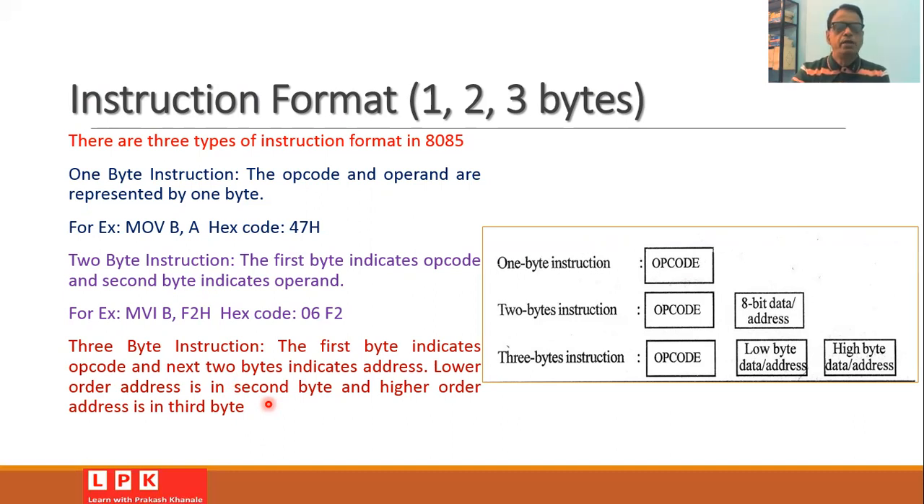Say for example, whenever we write the instruction such as load accumulator LDA 2050H, then the hex code for this instruction has to be written in the 3 byte format such as 3A5020. So one can easily observe that the address is 2050, out of which the lower order bytes 50 are written first and the higher order bytes 20 are written afterwards in the third byte.